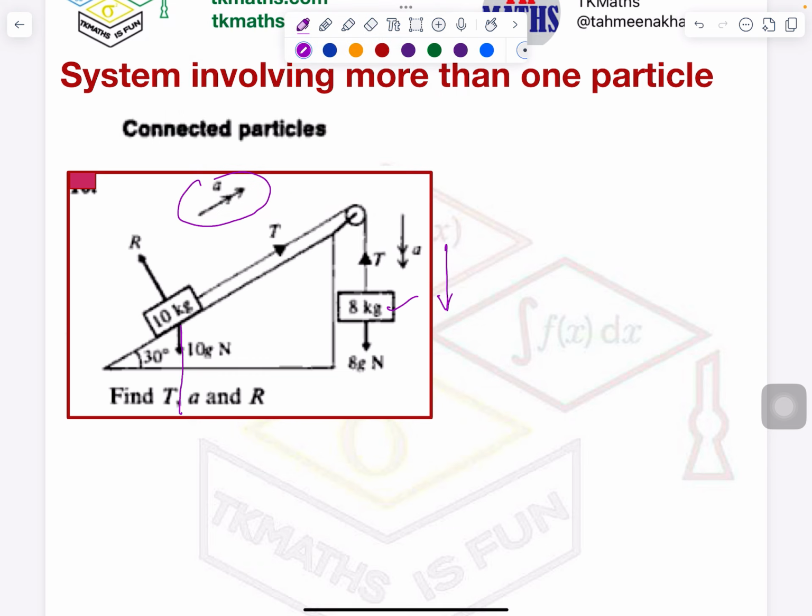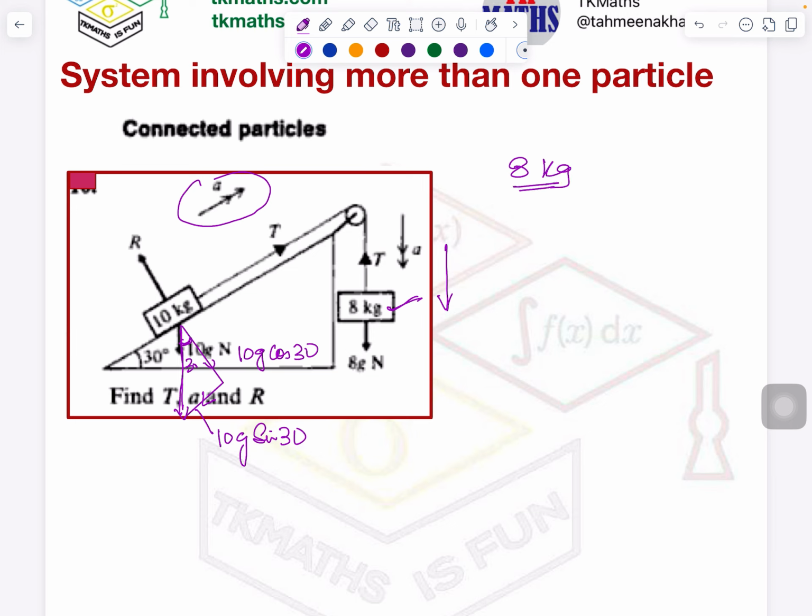If this is 10 kg, I'm just making it a little big. This will be perpendicular to the plane and this will be parallel to the plane. This angle will be 30 and this force will be 10g cos 30 and this one will be 10g sin 30. Okay. Now let me talk about the forces at the 8 kg block first.